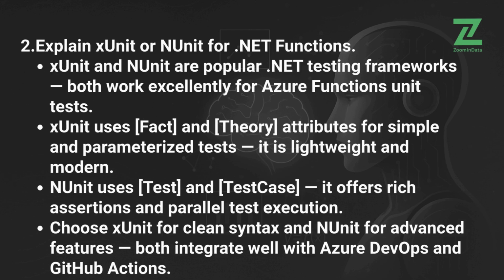Explain xUnit or NUnit for .NET functions. xUnit and NUnit are popular .NET testing frameworks. Both work excellently for Azure Functions unit tests. xUnit uses Fact and Theory attributes for simple and parameterized tests. It is lightweight and modern. NUnit uses Test and TestCase. It offers rich assertions and parallel test execution. Choose xUnit for clean syntax and NUnit for advanced features. Both integrate well with Azure DevOps and GitHub Actions.